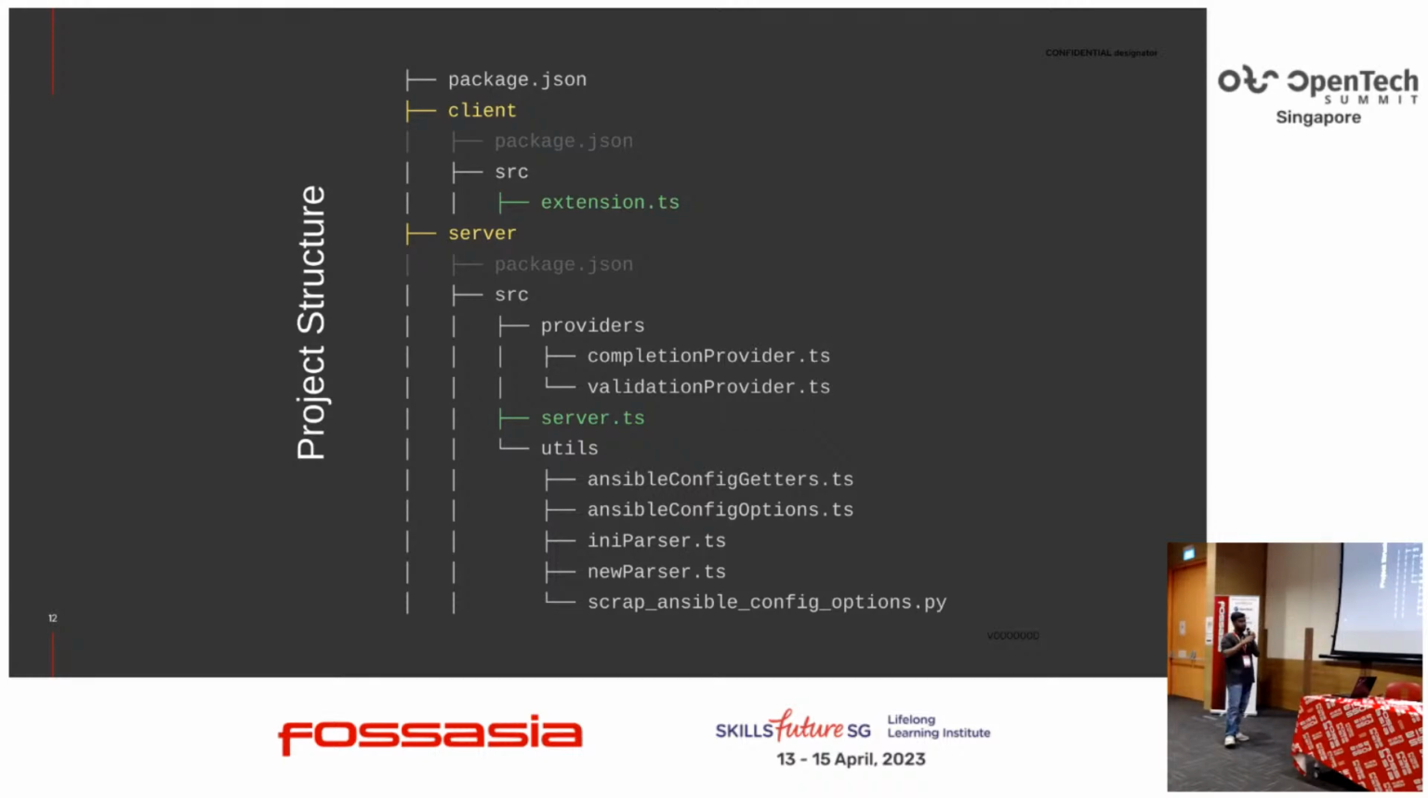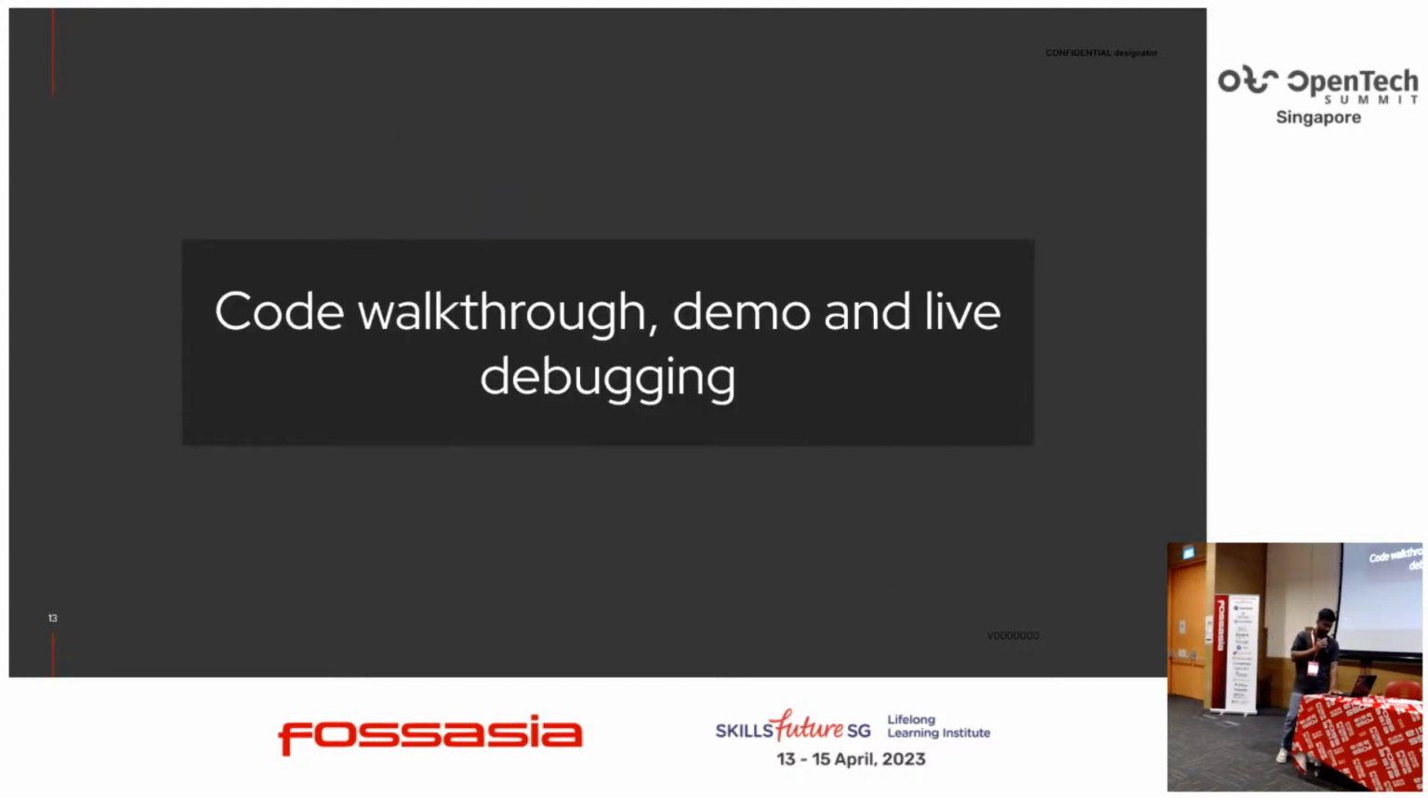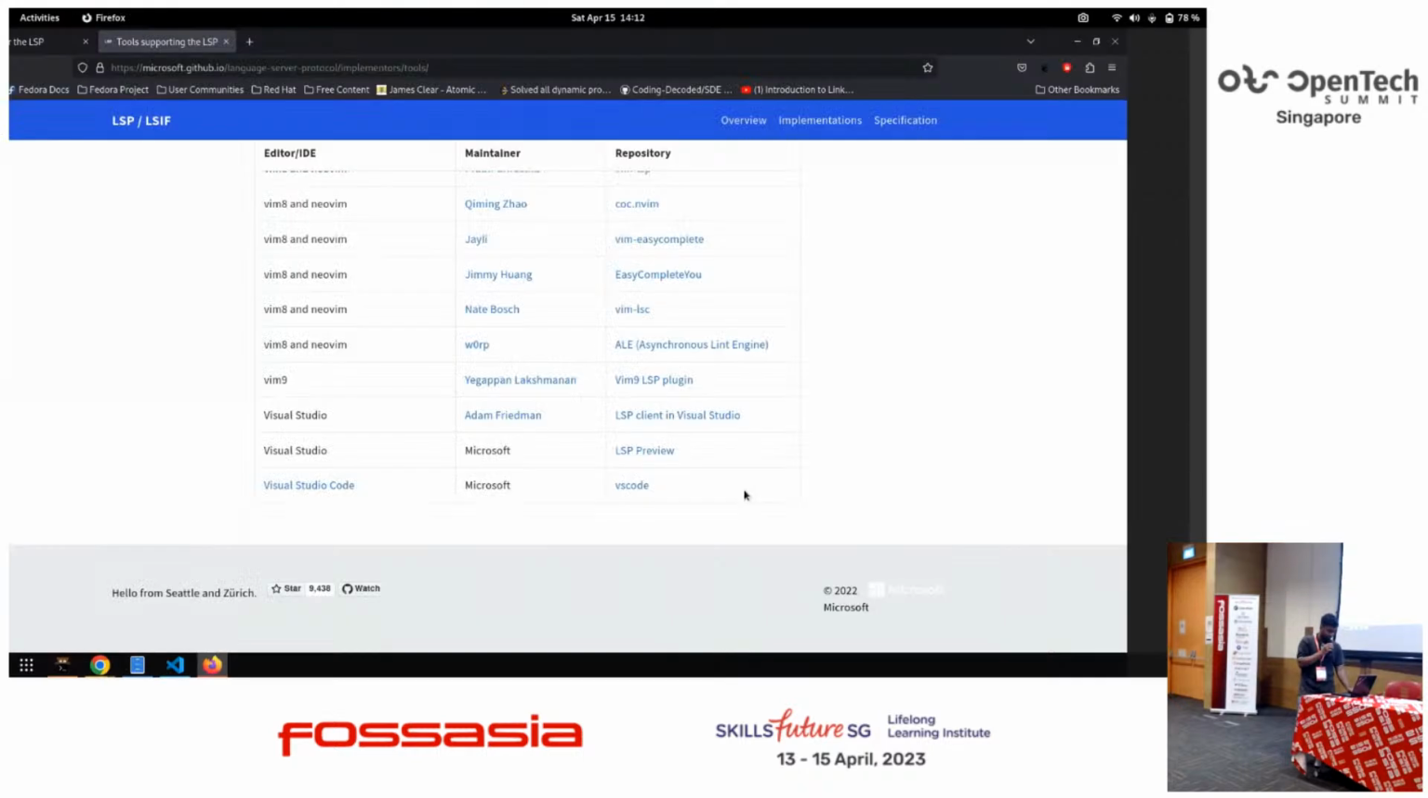We have a server.ts file. This is where I actually push in the provider logic at a particular event cycle. And then I have providers like the completion provider and the validation provider. The list can go on: the definition provider, hover providers, etc. And then some utility files, if you have some. Okay, now we'll move to the code, and I can show you some good stuff here.